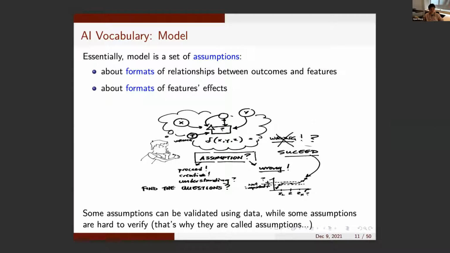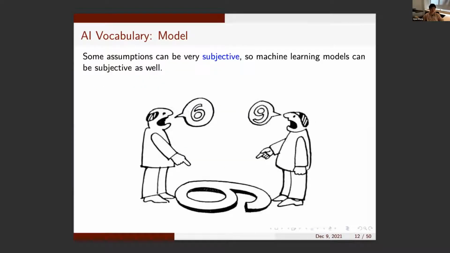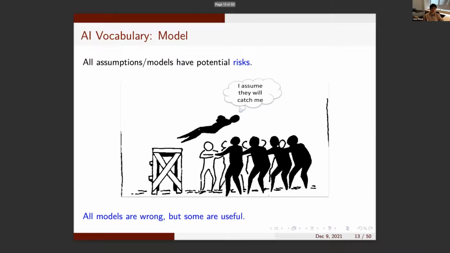Some assumptions can be validated using the data, but some assumptions cannot be validated or verified. That's why they are called the assumptions. And also some assumptions can be very subjective. So the machine learning models or the AI models can be subjective as well to certain extents. And all models based on assumptions have potential risks, so it's better to be aware of this and carefully check the model, check the output. Here I also quote a famous saying in statistics: all models are wrong, but some are useful.